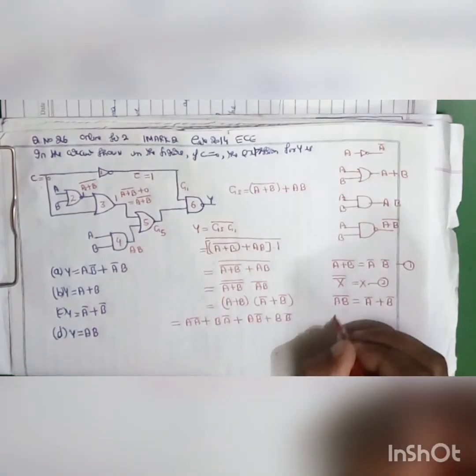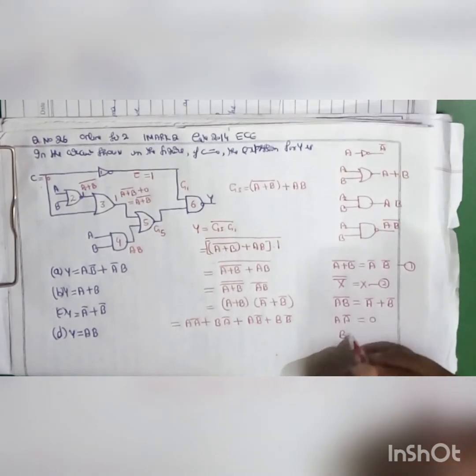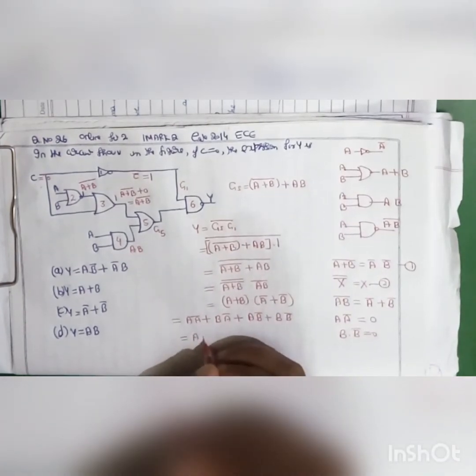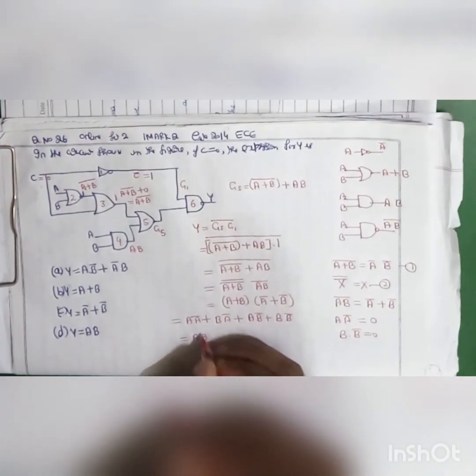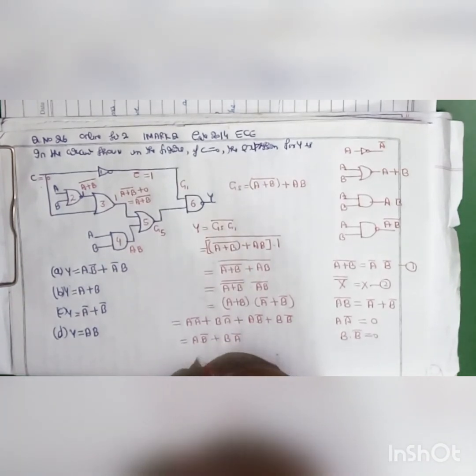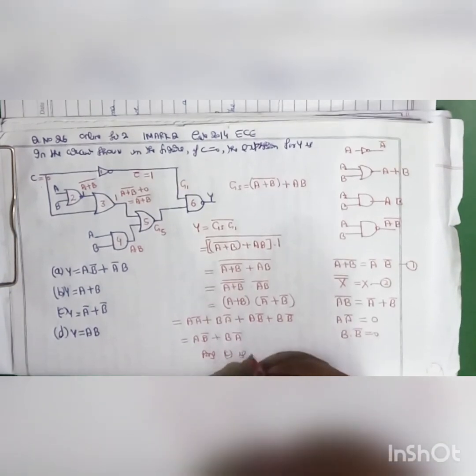Now we know that any function anded with its complement is 0, so A into A bar is 0, and B and B bar is equal to 0. So it will be A B bar or B A bar. So answer A is correct.